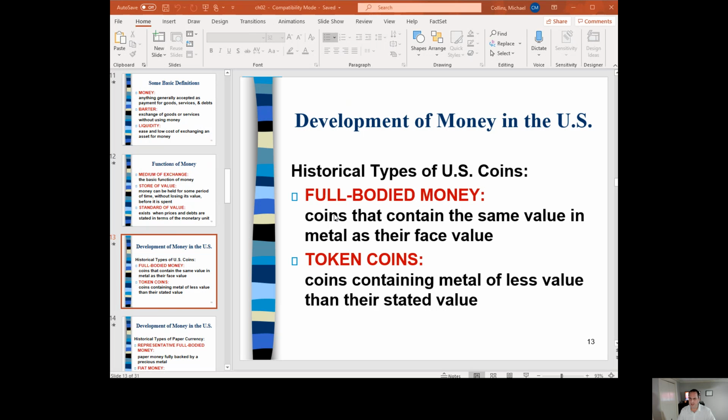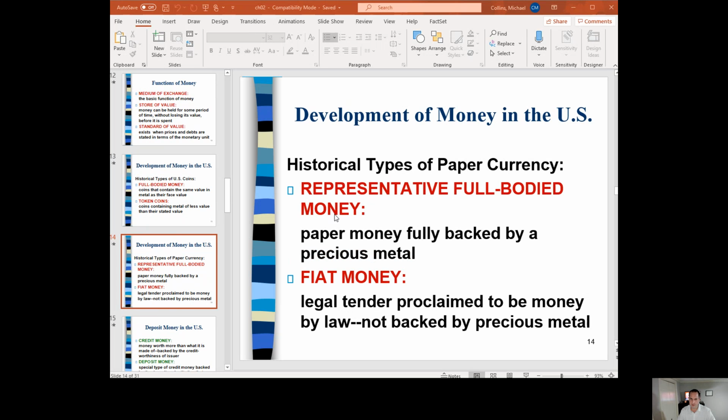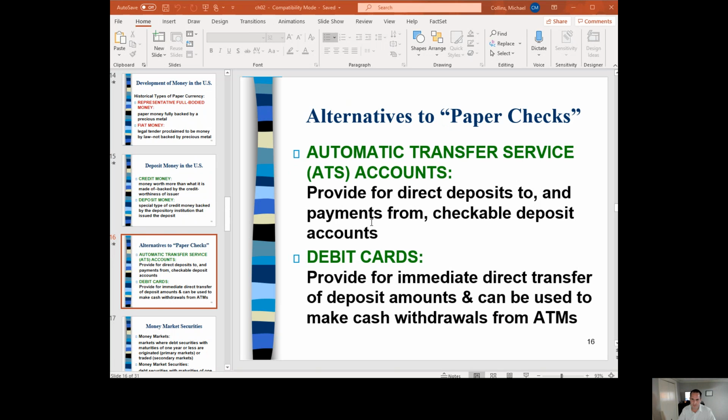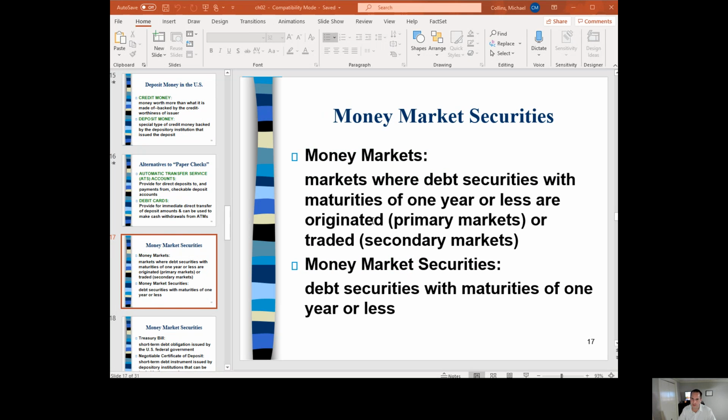Historical types of U.S. coins. This is not really relevant, so we'll skip this. We can skip that. Credit money, money worth more than what it is made of, backed by the issuer's credit worthiness. Then we have deposit money. That's a special type of credit money backed by depository institution. And again, good for definitional purposes, but I won't revisit this too much. Automatic transfer service accounts, debit cards. We don't need these definitions. We know about transferring of money and what a debit card is.